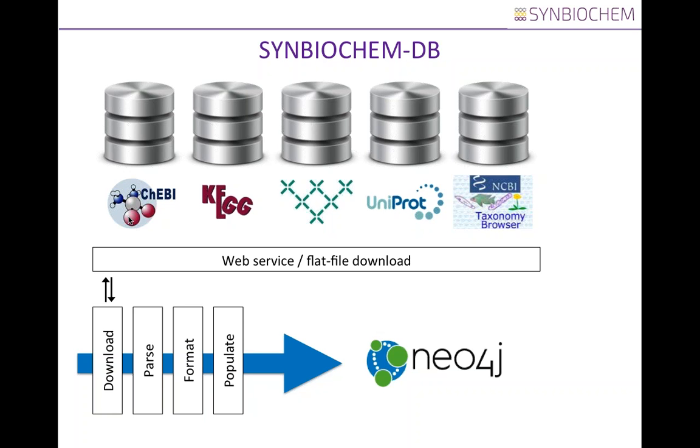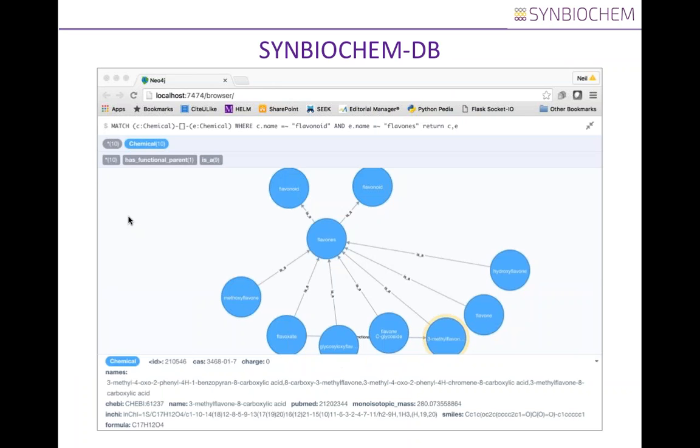And to put these together, we just put together a very simple collection of scripts which access either web services or flat file downloads, and just go through the steps of downloading the primary data, parsing them, formatting them, and using that formatted integrated data to populate a Neo4j graph database.